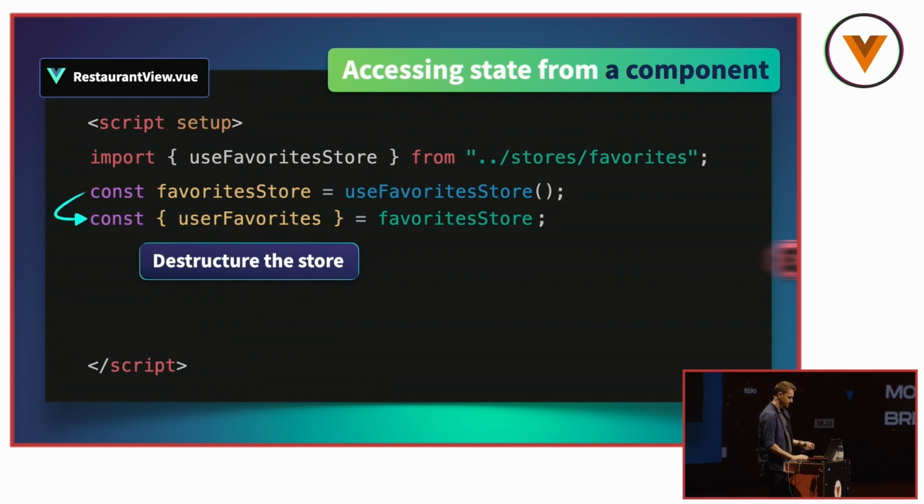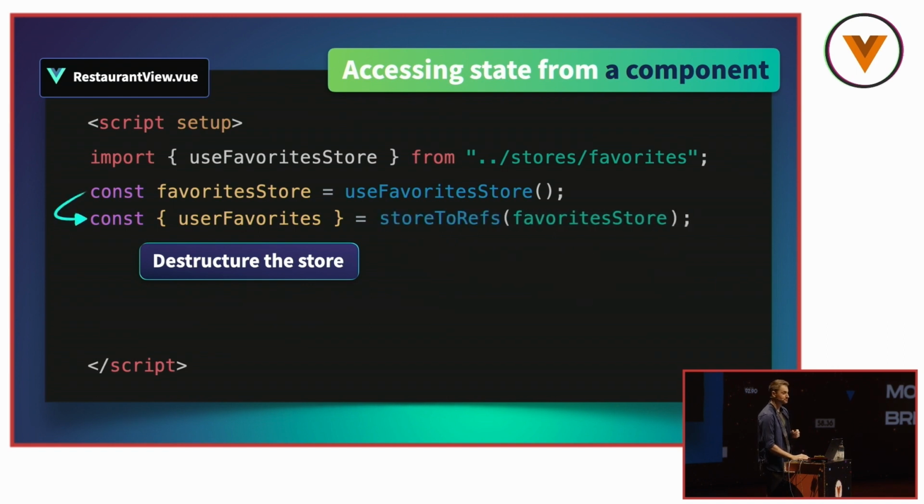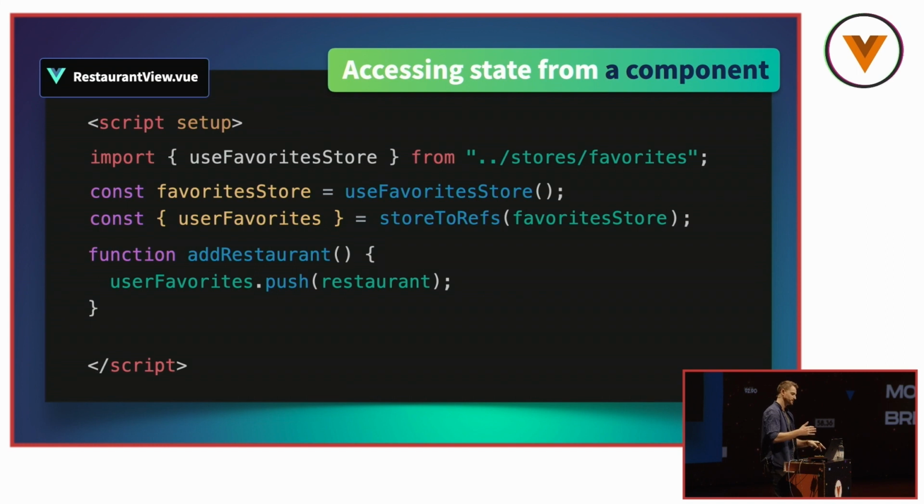So we might think that we would do it like this, but this is a warning that this will actually break the reactivity. So just like in Vue 3, we can't destructure props unless we use a helper method called toRefs. In Pinia, we can't destructure state properties unless we are using the Pinia helper called storeToRefs. And this will keep that reactivity intact for us. So to then make use of that, we could, for example, say user favorites and then push onto that state within the component here.